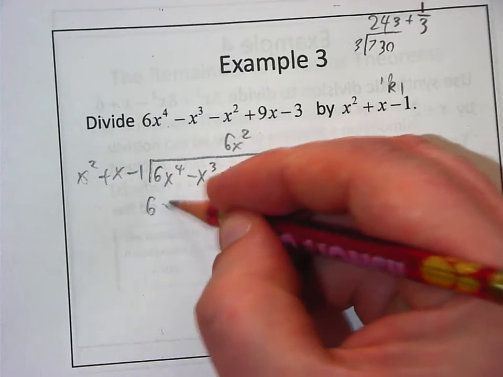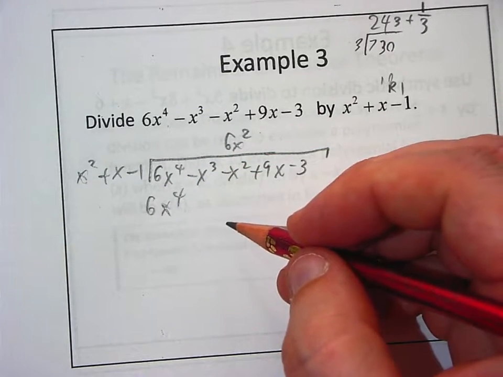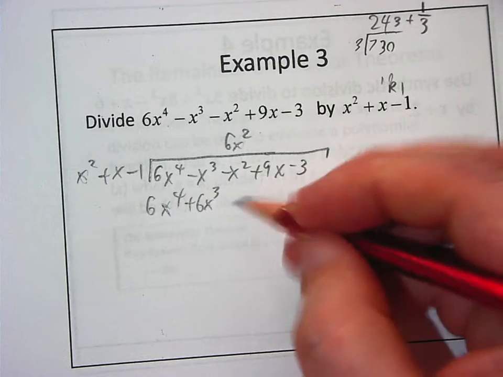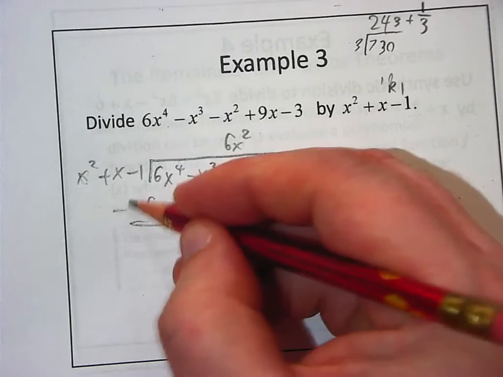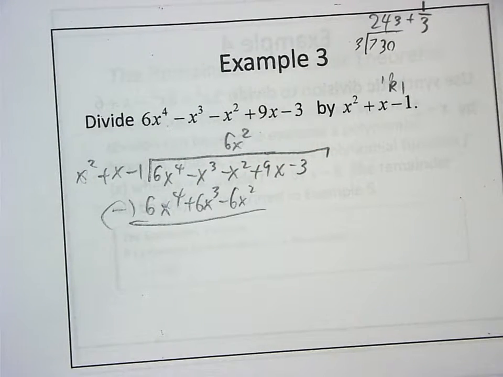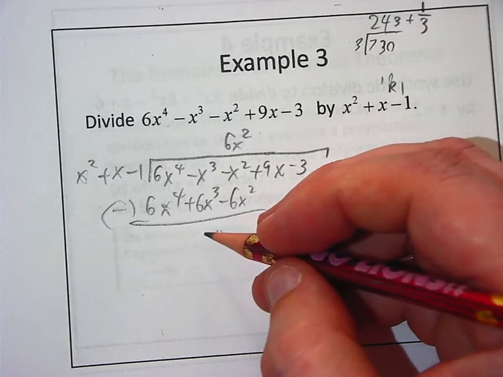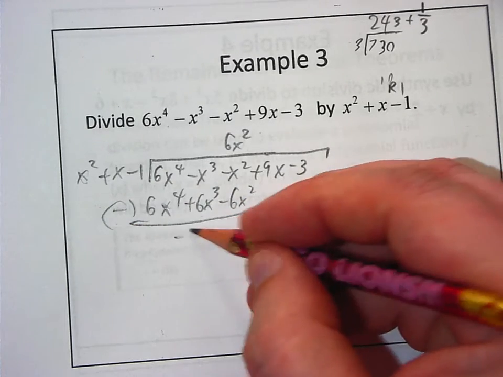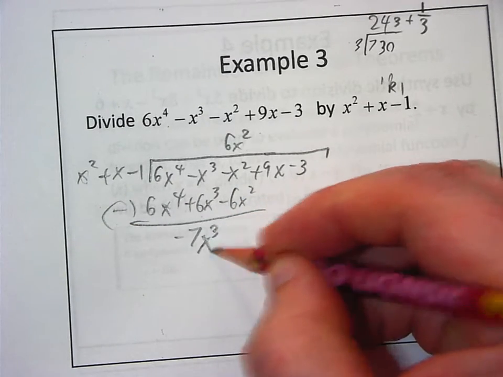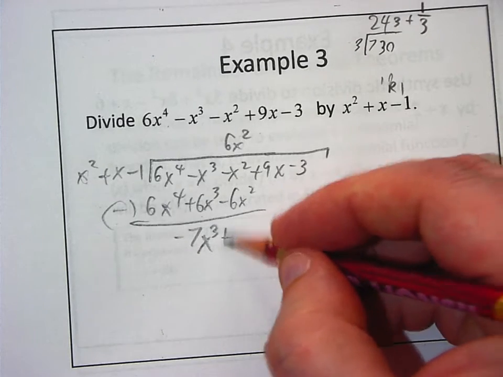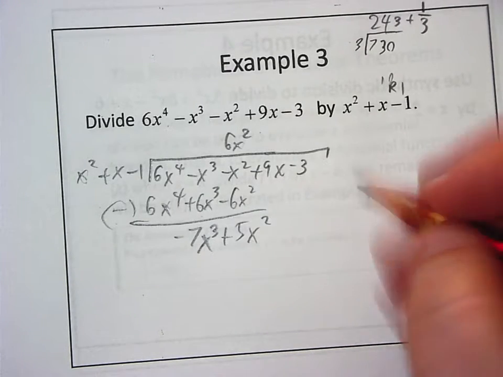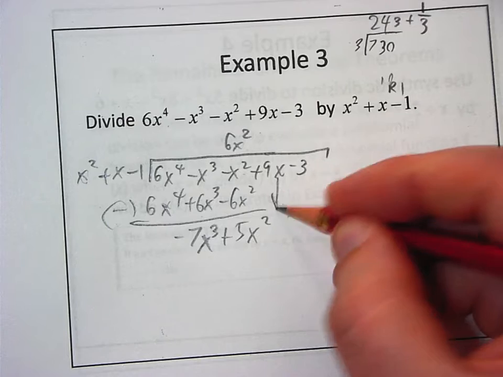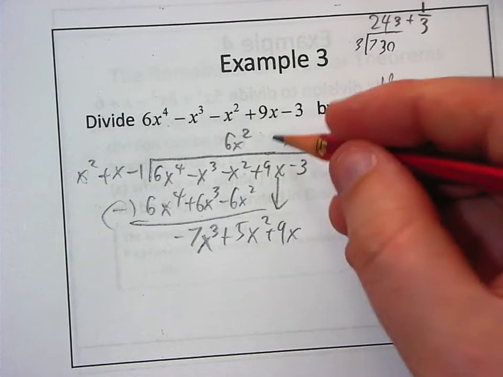So when I multiply that, that gives me 6x to the fourth. Then what? 6x to the third. Negative 6x squared. Subtract all of that. Careful. Negative x cubed minus 6x cubed. Negative 7x cubed. And then it would be 5x squared. Negative 1 minus negative 6 will be the same as adding 6, so 5. Bring down the 9x. Now, what's going to go up top?